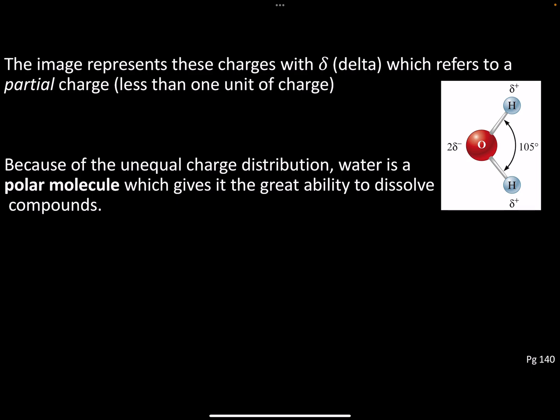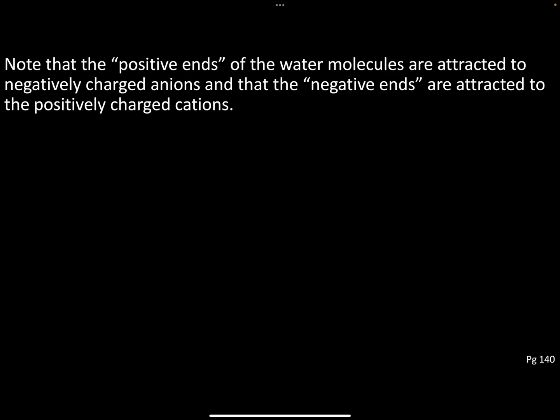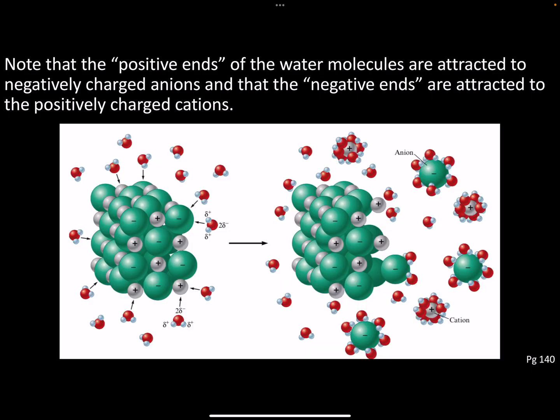It has slightly positive and slightly negative ends. An example of an ionic solution dissolving in water is going to be shown right here. And you can observe that the positive ends of the water molecules are attracted to the negatively charged anions, because opposites attract, and the negative ends are attracted to the positively charged cations. So you can see that the anions are separated by the positive parts of water, and the cations are separated by the negative parts of water. Those opposites attract, and they separate each other.